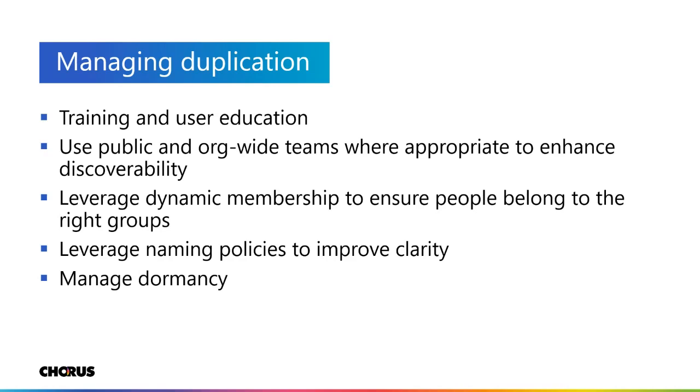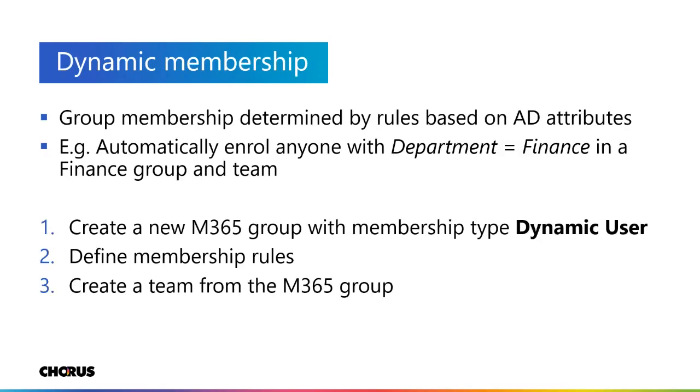because it makes the team, the group, easier to discover. So if there's no good reason why anyone in the organization shouldn't be able to join your team, then make it public. It just makes it more visible, makes it easier to find, means you're less likely to get duplication. You can leverage dynamic membership to ensure people belong to the right groups, which we'll take a closer look at in a second. You can leverage naming policies to improve clarity. And finally, managing dormancy helps with duplication as well. So let's look at dynamic membership.